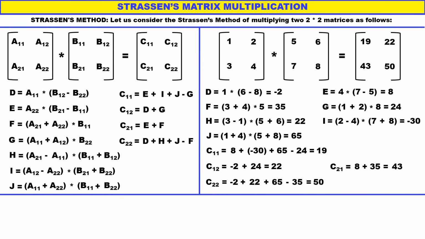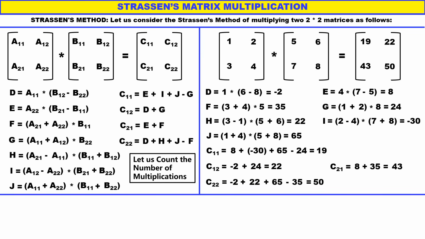See, using Strassen's also we got the answer 19, 22, 43, 50. The same answers we got using the traditional method. You can also verify the correctness of Strassen's method by taking different values for the 2 cross 2 matrices. So it works. So what is the advantage now?